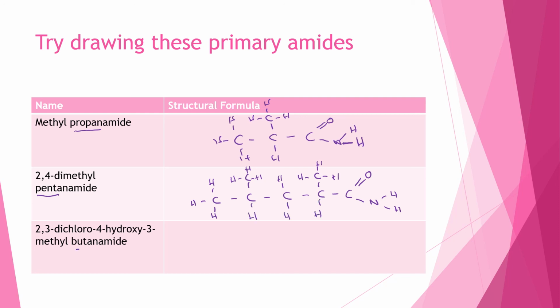The last one, butanamide, 1, 2, 3, 4. Put the amide group on. On carbon number 3, 1, 2, 3, we have a methyl group. On carbon number 2, we have a chloro group. On carbon number 3 we have a chloro group, and carbon number 4 we have a hydroxyl group. Complete by putting the appropriate number of hydrogens on.